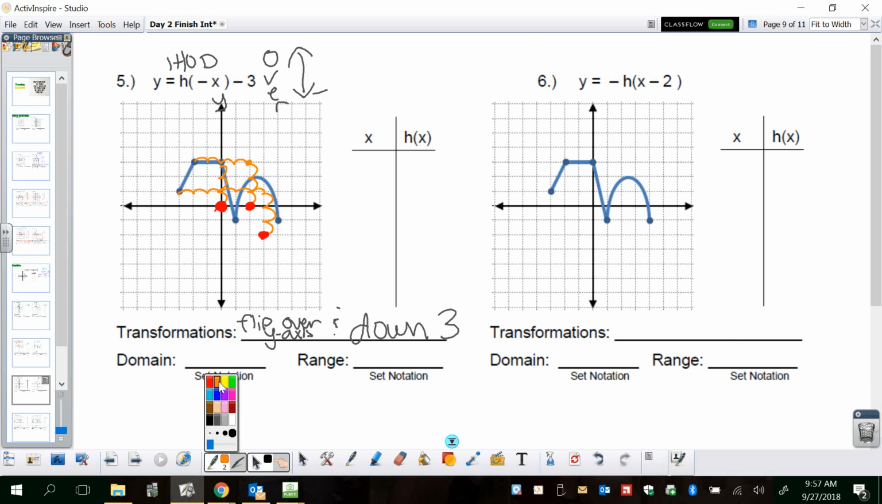So I've done those 3 points. This point, it goes over 1, so I'm going to go over 1 the other way, and then down 1, 2, 3. One more point. This goes over 1, 2, 3, 4. So how many the other way? 4. 1, 2, 3, 4. Then down 1, 2, 3.